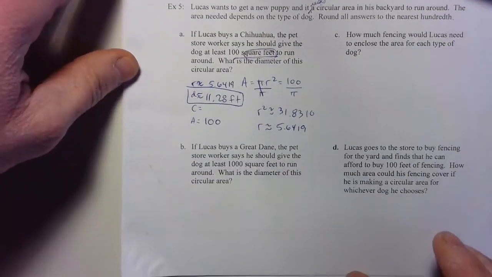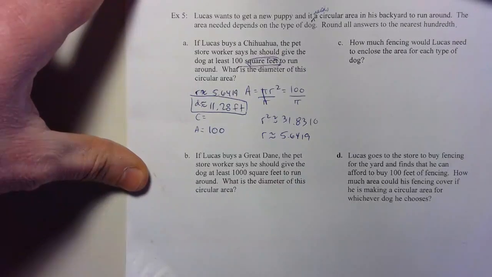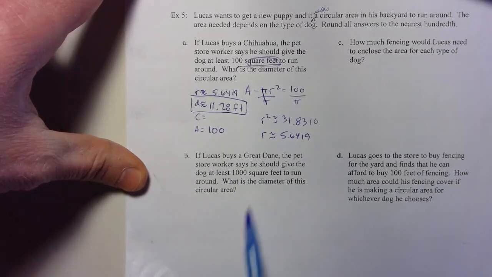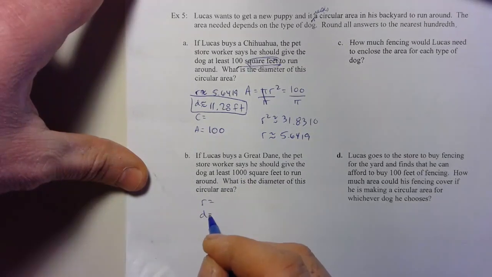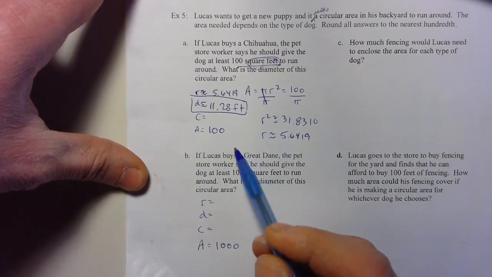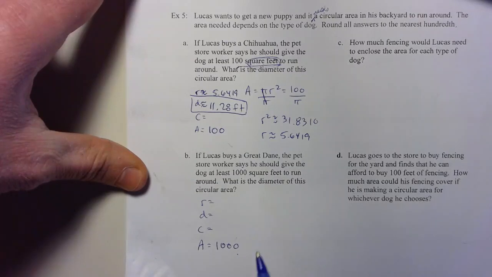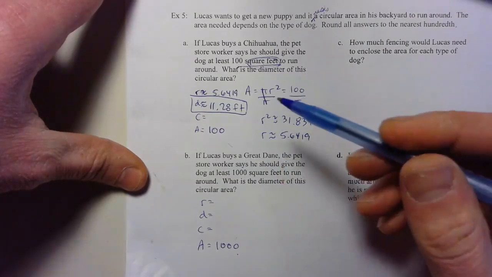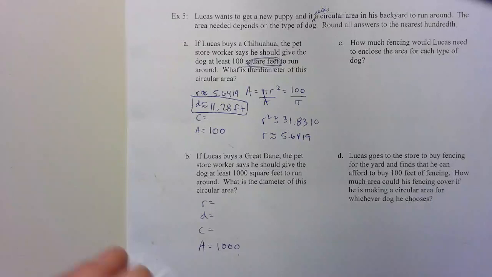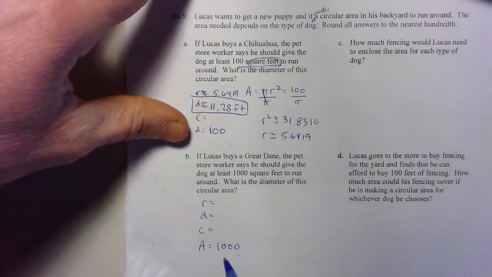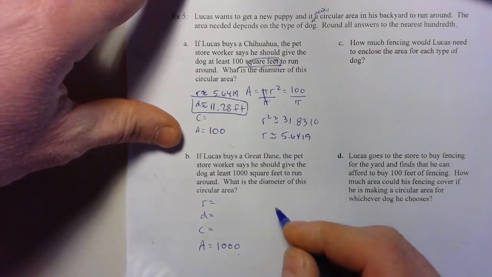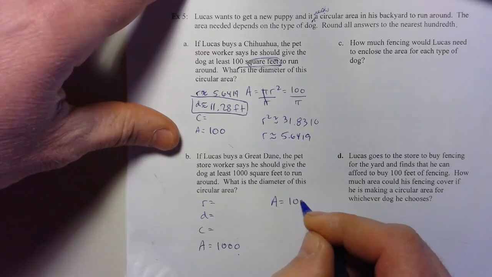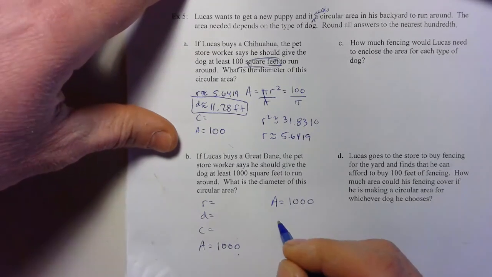Okay, let's see. If Lucas buys a Great Dane, the pet store worker says he should give the dog at least 1,000 square feet. Okay, this is the same thing, just a different number. I write out radius, diameter, circumference, area. My area needs to be 1,000. So really it's the same problem I just did, but with a different number in there. Hopefully in reading it, you say to yourself, okay, I understand where that 1,000 came from. So, again, feel free to hit the pause button if you think you can do this on your own.